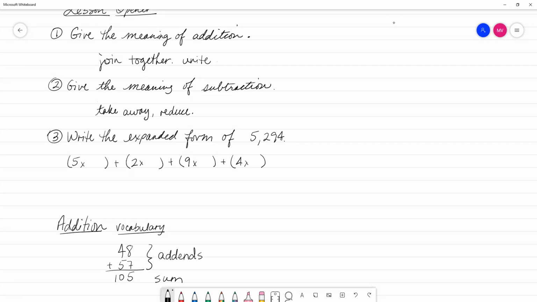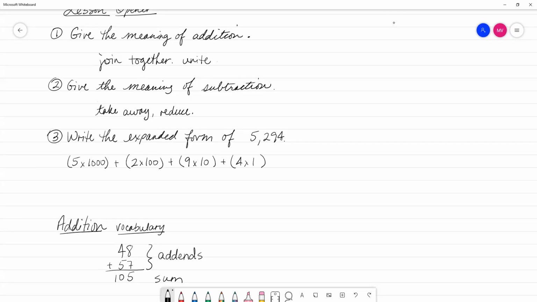So when you look at this, let's go back to the beginning. 5 times what represents the 5's place? Well, that's in the thousands. So 5 times 1,000. The 2 is in the hundreds place, so it's 2 times 100. The 9 is in the tens place, and the 4 is in the ones place.